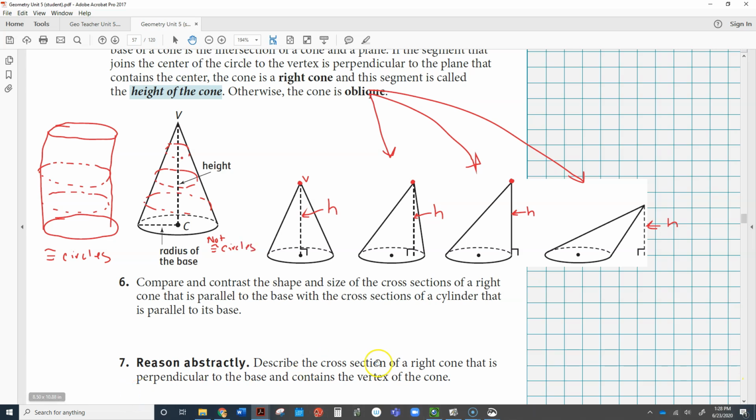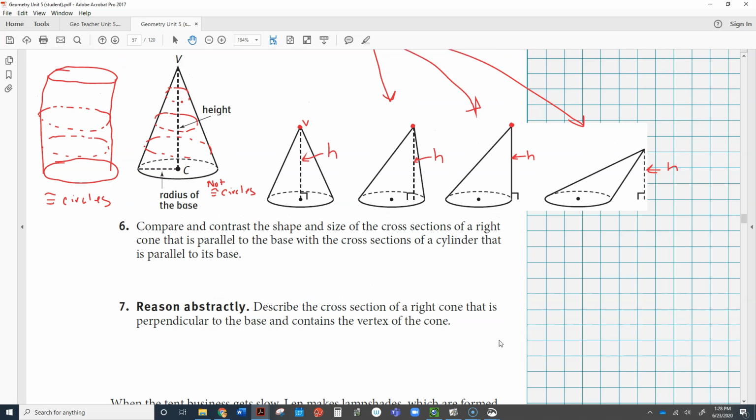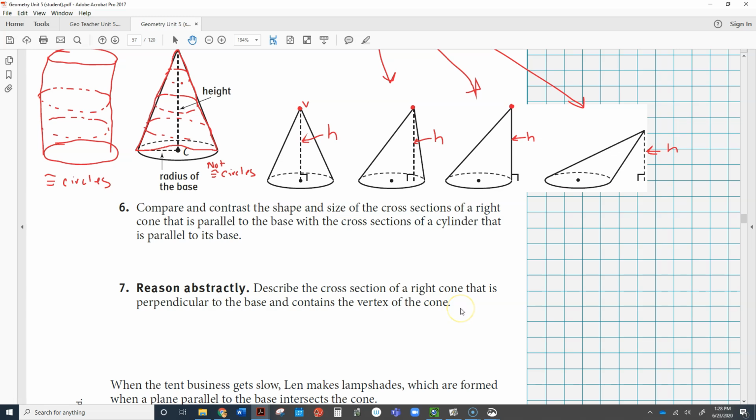Okay. Describe the cross-section of a right cone that is perpendicular to the base and contains the vertex. I believe it's going to be a triangle. It's pretty easy to see that triangle right there. So if I take that and I slice it right here, I get a triangle. It contains the vertex. You get a triangle, and not only a triangle, but you get an isosceles triangle. Okay.